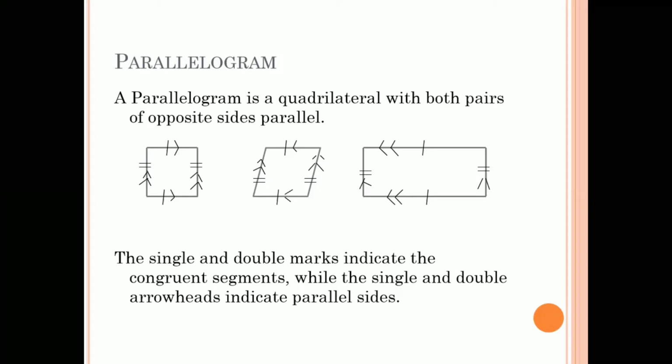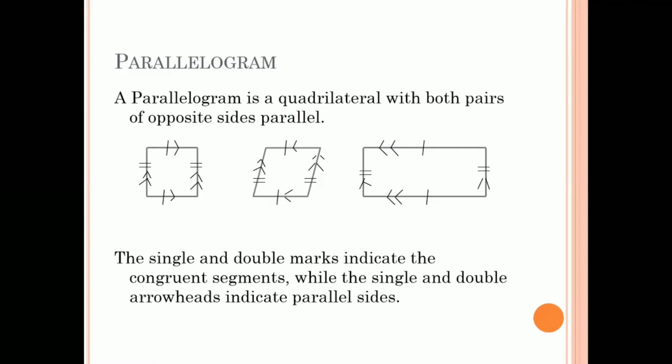What do you mean by congruent? Congruent meaning equal. So this single mark means this segment and this segment are congruent. And the double marks, this mark here and this mark here, they are congruent. While the single and double arrowheads indicate the parallel sides. So this arrowhead and this arrowhead, they are parallel sides, and these sides also, and these sides, they are also parallel sides. The same with figure 2 and figure 3.